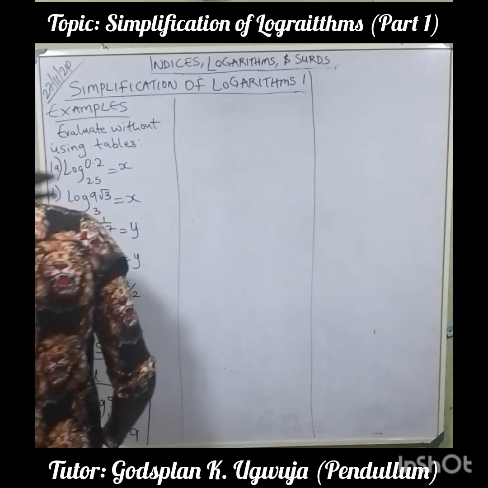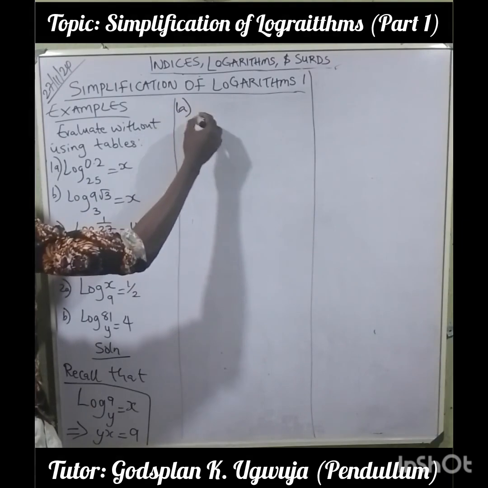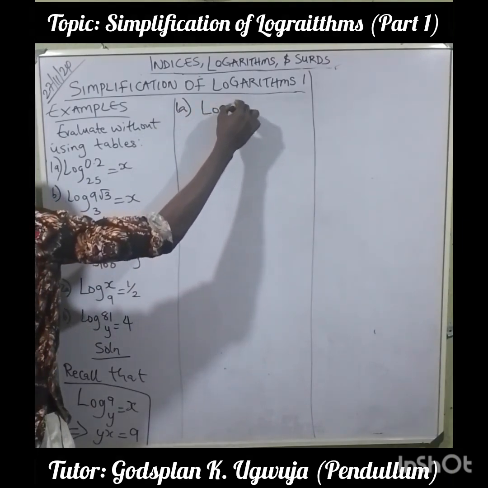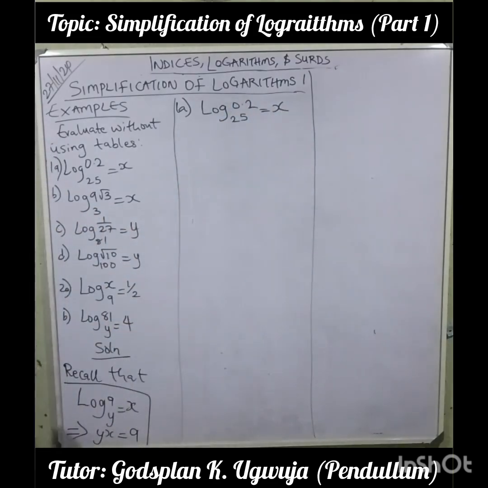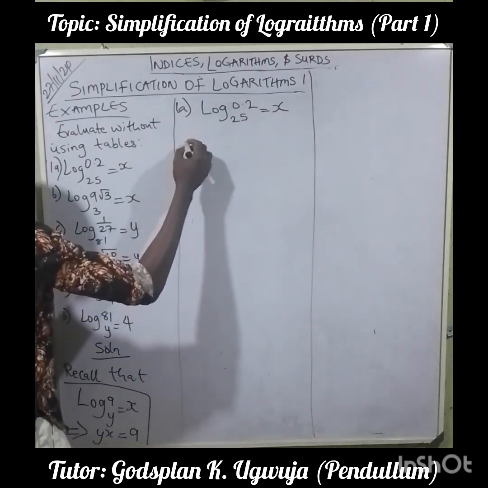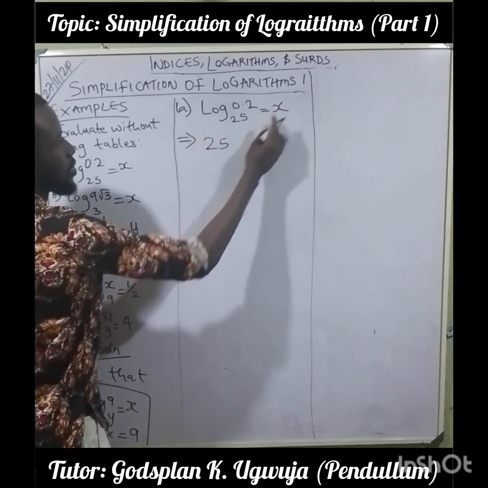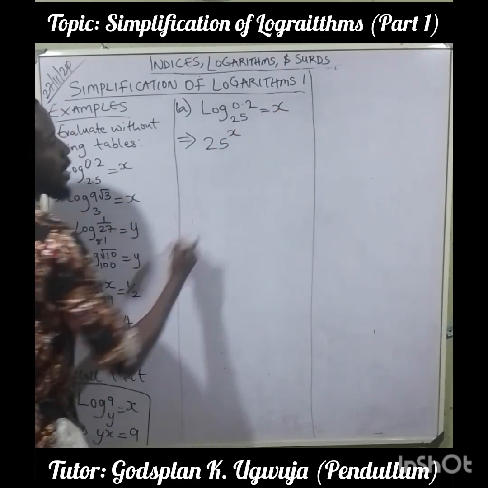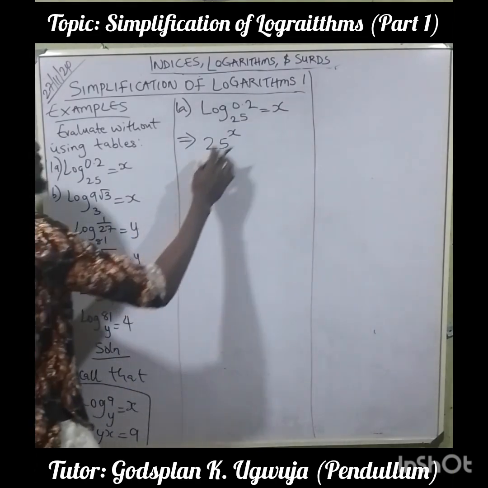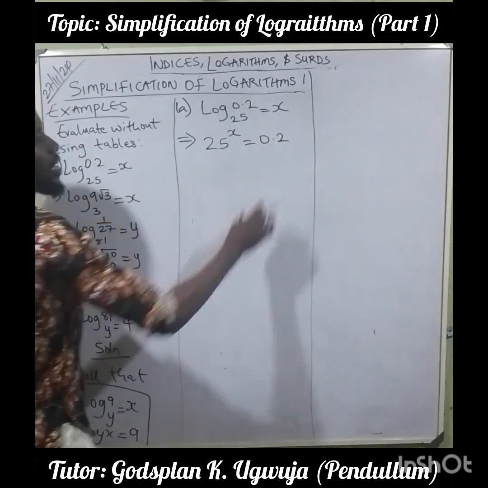Alright, so now if we remember this, let's use them to solve 1a. Given that log 0.2 base 25 is equal to x, convert to indices following the same principle. This base will be the base, and this answer for the logarithm part becomes the power for the indices. So 25 raised to power x is equal to 0.2. Now this number becomes the answer.